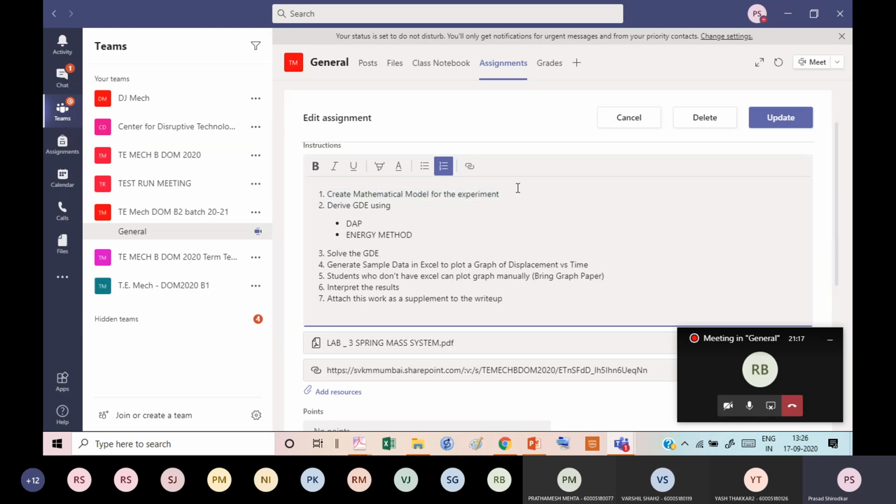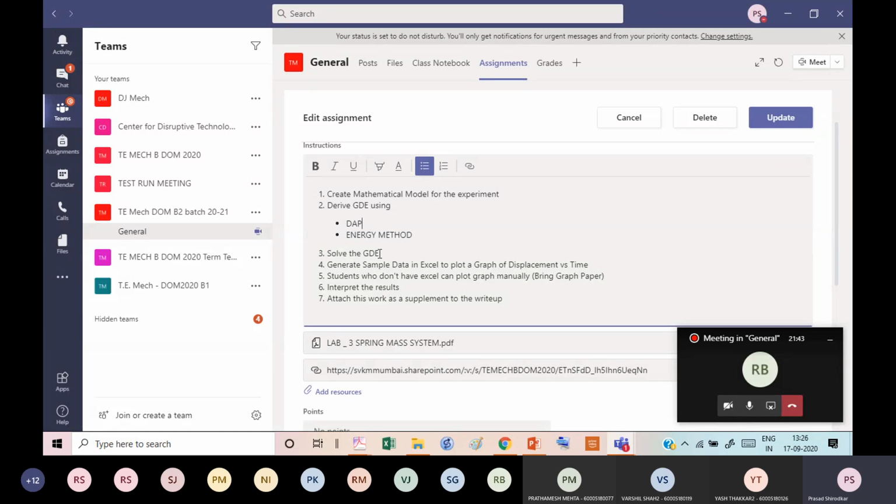After you create the mathematical model, derive the governing differential equation as we used to do in our normal method. You are required to derive this governing differential equation by two methods. One is by D'Alembert's principle and second is by energy method. So use both the methods and you should get the same governing differential equation. After you get the governing differential equation, solve it.